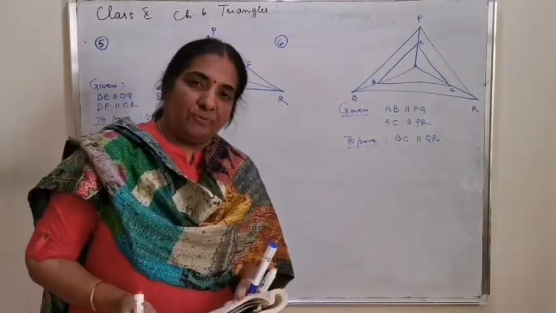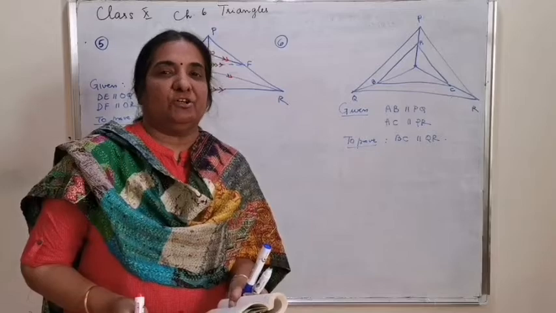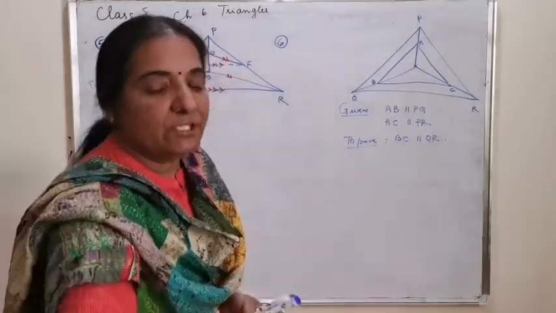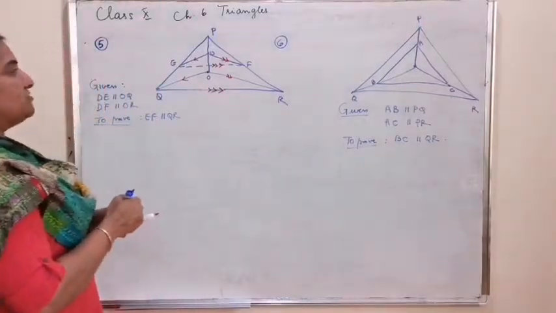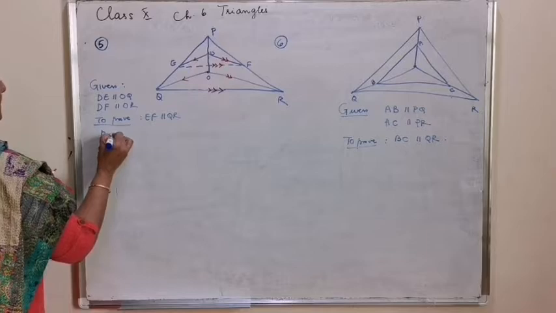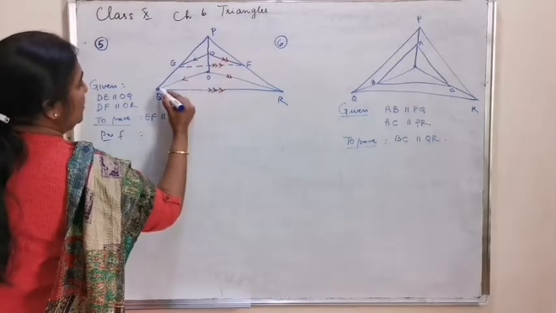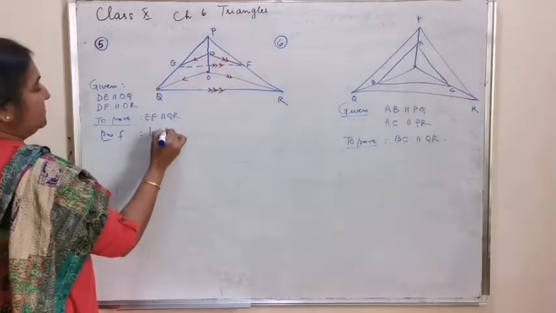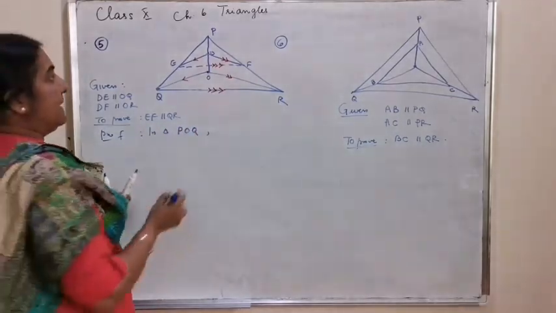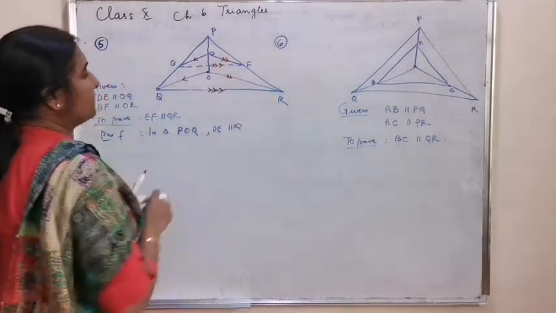When you are asked to prove two lines are parallel, it means there is an application of the converse. How is it? We can check by writing the proof. In triangle POQ, as I told you, OQ is the base. The line parallel is DE parallel to OQ.